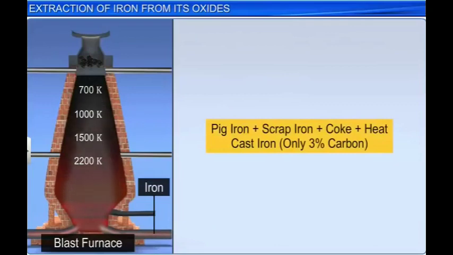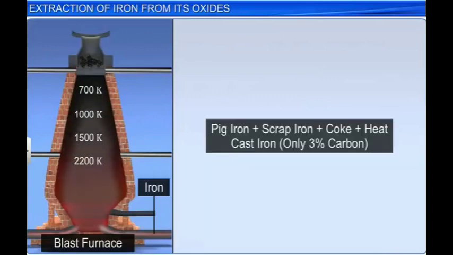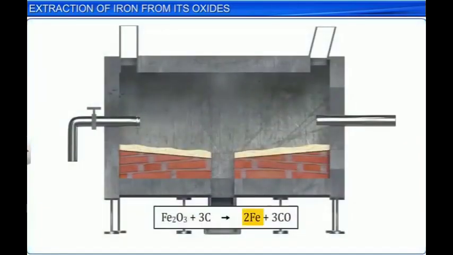Pig iron is melted with scrap iron and coke in the presence of hot air to form cast iron, which contains only 3% of carbon. It is hard but brittle.